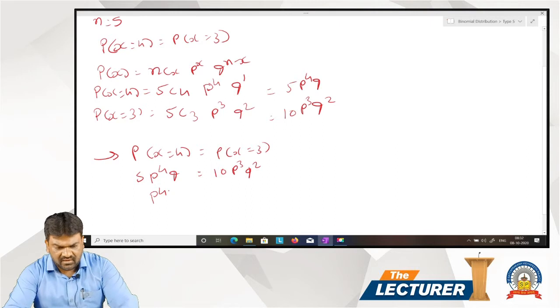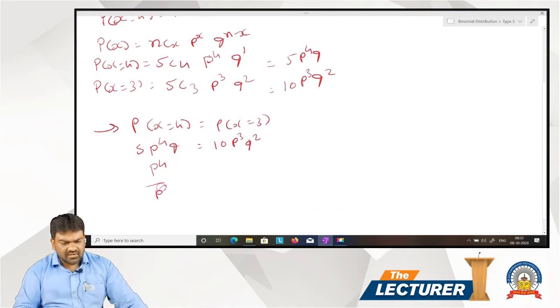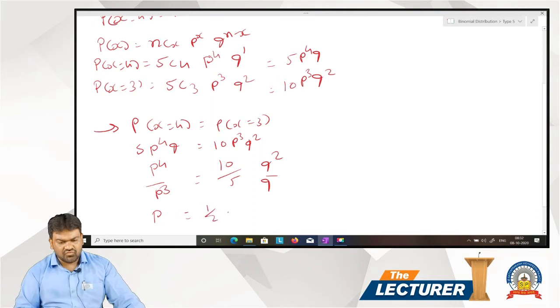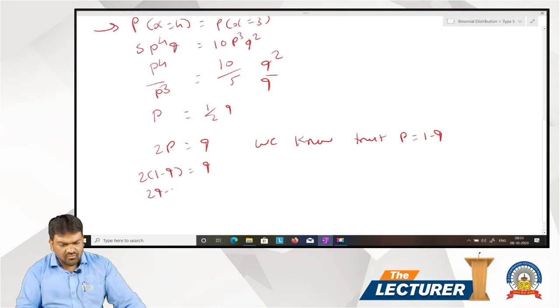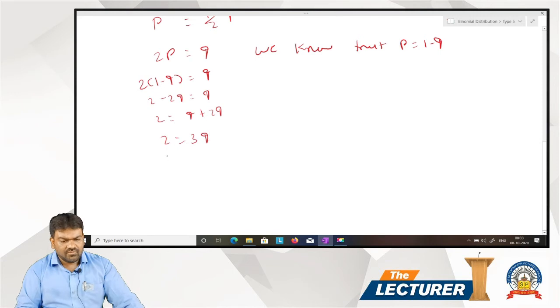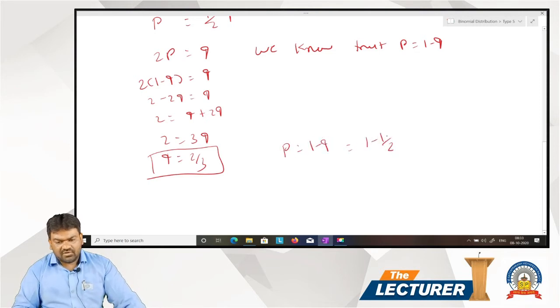So P's higher power is P raised to 4, lower power is P raised to 3, so it will divide. 10 divided by 5. Q's higher power is 2, on the opposite side is Q. So P is equal to 1 by 2 Q. 2 goes to the other side, that is 2P is equal to Q. We know that P is equal to 1 minus Q, 2 multiplied by 1 minus Q is equal to Q, 2 minus 2Q is equal to Q, 2 is equal to Q plus 2Q, 2 is equal to 3Q, so Q is equal to 2 by 3. P is equal to 1 minus Q, 1 minus 2 by 3 is equal to 1 by 3. So P is equal to 1 by 3.